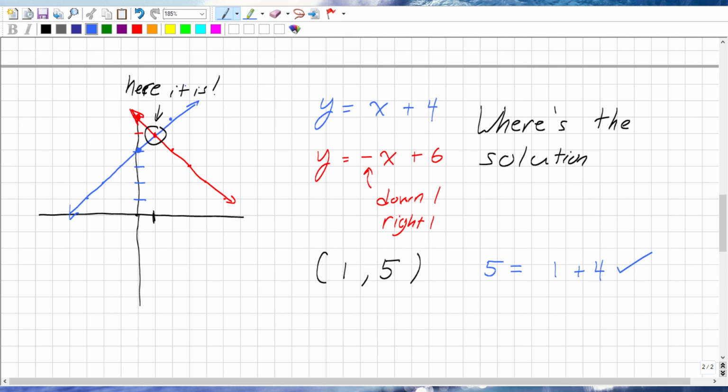So it checks for blue. What about for red? Well, y is equal to negative x plus 6 for the equation. So we go y, which is 5, equal to negative x plus 6. So is 5 equal to negative 1 plus 6? In other words, 6 minus 1, 5. The answer is yes, it is. So is it true for both equations at the same time? Which tells me that (1, 5) is the solution to our problem.